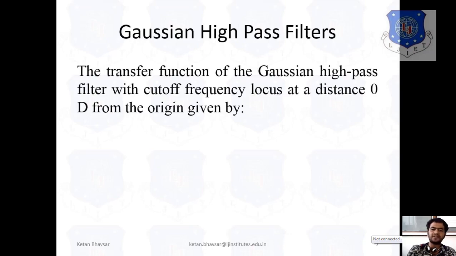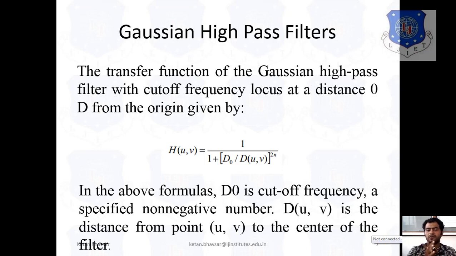Similarly, for the Gaussian high pass filter, the transfer function with cutoff frequency locus at distance D0 from the origin is H(u,v) equals 1 upon 1 plus [D0 divided by D(u,v)] raised to the power of 2n. In the above formula, D0 is the cutoff frequency, a specific non-negative number, and D(u,v) is the distance from a point (u,v) to the center of the filter. So we can easily identify meaningful content when we talk about specific limits.